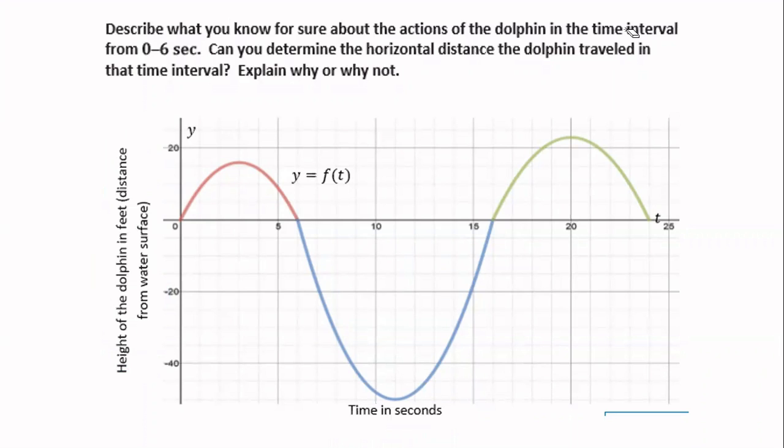So the first part says, can you determine the horizontal distance? No, I can't, because all they're telling me is how long and how high. It doesn't say anything about how far. Did he go flying a long distance, or was he in one of these little tanks just popping up and down? We don't know. But we know when he's above the water or below the water.